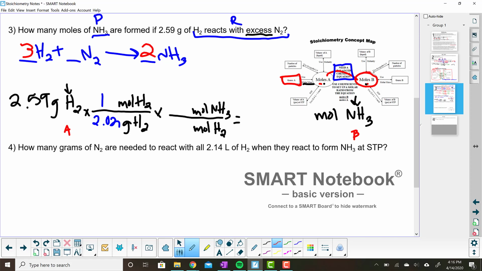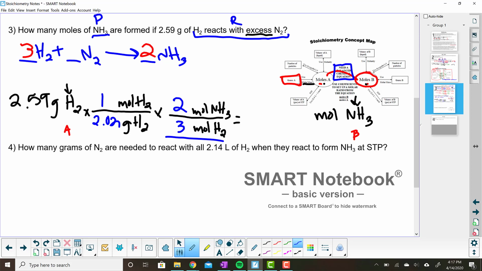And now that I have a balanced reaction, I can go back and fill in this mole ratio. So how many moles of H2? It says there's a 3 there. So 3 moles of H2 can make 2 moles of NH3. So now I have this whole reaction written up. I just need to solve it.